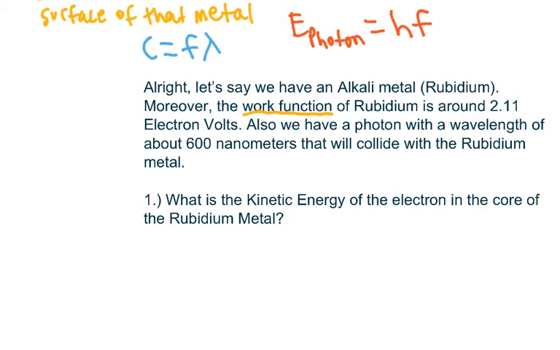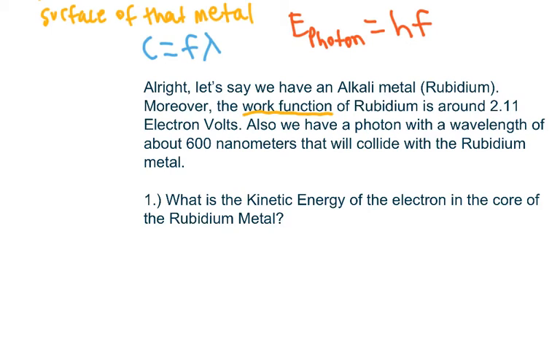Remember, we need a photon colliding with the metal so that when it collides with the core electron, that electron can be freed if the energy of the photon is greater than the work function. Actually, we forgot another very important equation. That equation involves kinetic energy, the work function of the metal, and the energy of the photon. Let's write it down here.